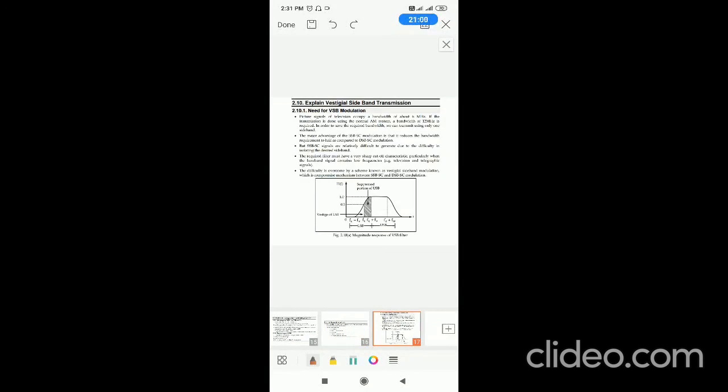Vestigial sideband, the need for vestigial sideband. Vestigial sideband is also one of the amplitude modulation techniques. It is some modification of SSB. SSB contains only one sideband, whereas VSB contains one full sideband and a portion of the other sideband also, a vestige or slice of the other sideband, only a little portion. So that is called vestigial sideband.